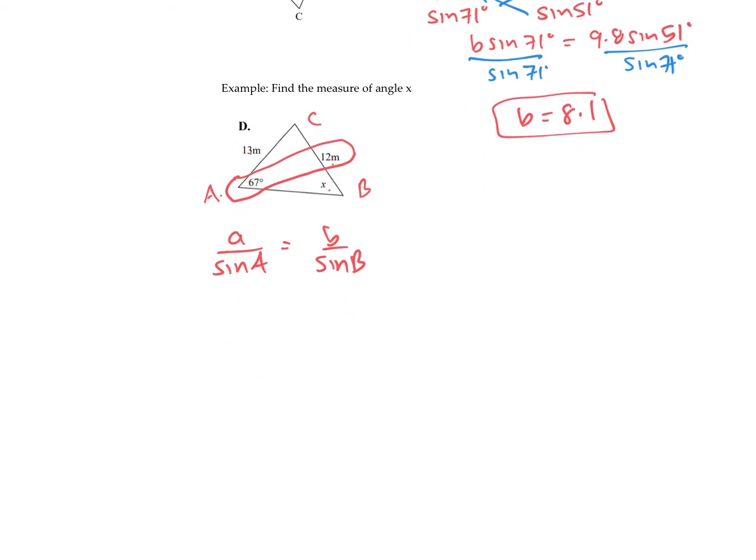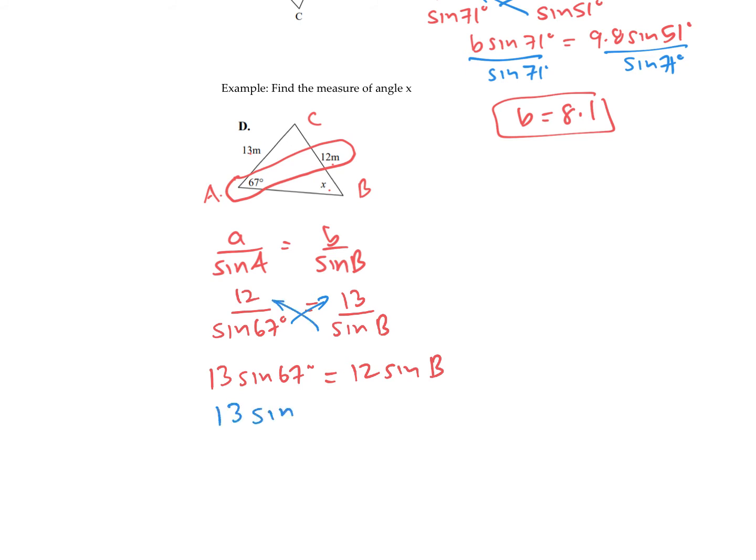So what do we know? We know side A is 12. We know angle A is 67. We know side B, and we're looking for angle B. So let's cross multiply. So 13 sine 67 is going to equal 12 sine B. Multiply these two together. We're looking to isolate for B, so we'll divide by 12.